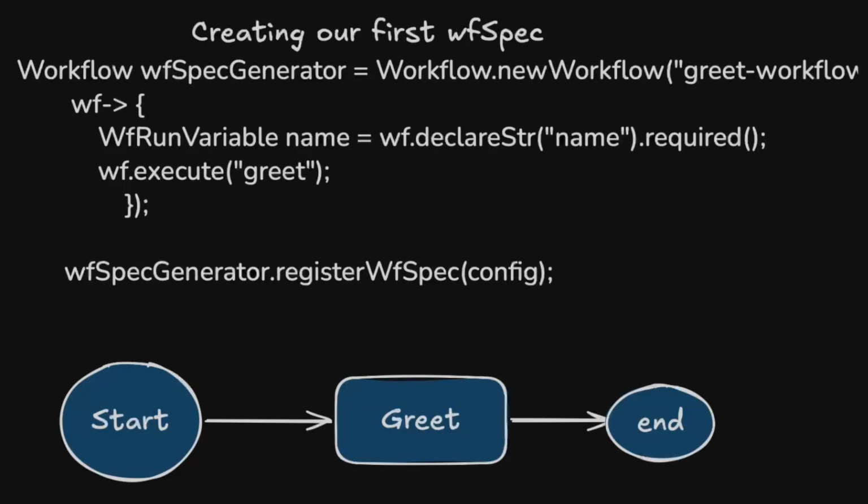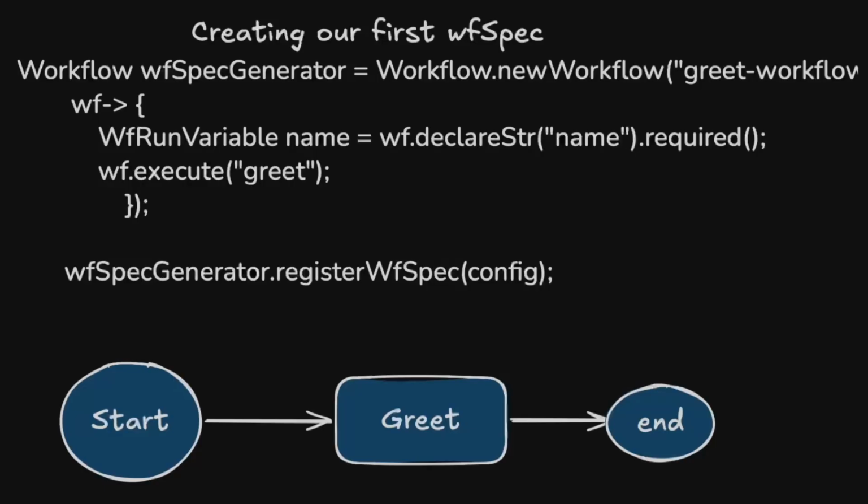Before we dive into the code base, I want to take a look at this code snippet here. If we take a look inside of this code block here, this is what defines our workflow specification. If we take a look at the first parameter, this is what defines the name of our workflow specification. The helper method workflow.newWorkflow allows us to name our workflow specification as well as provide the logic for our workflow.